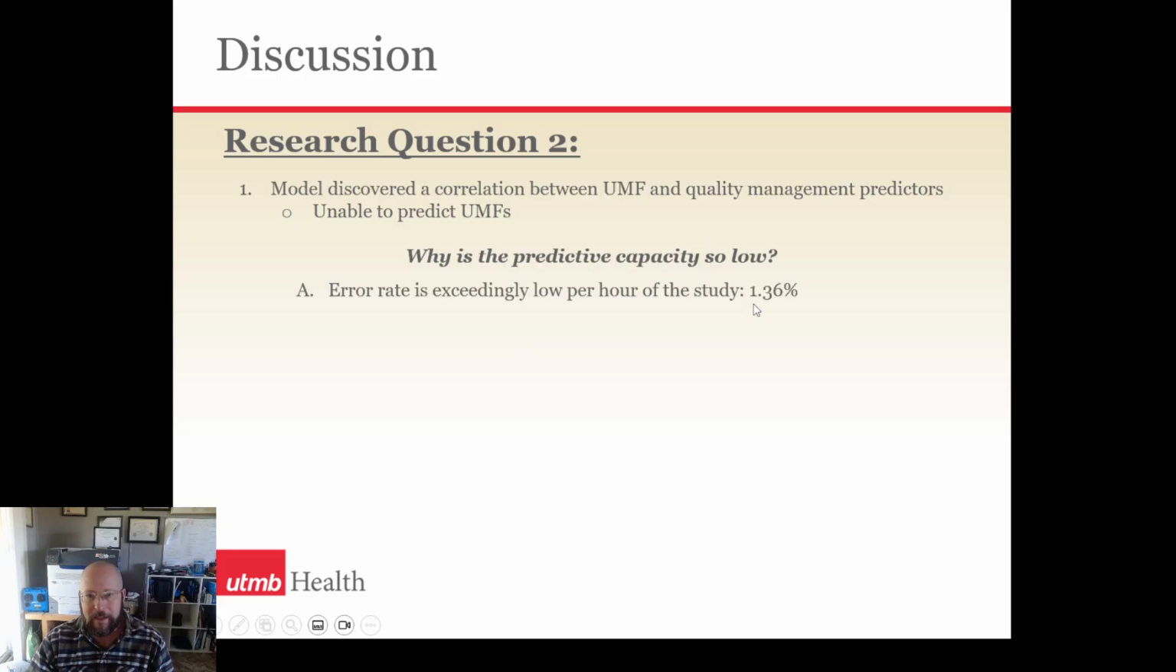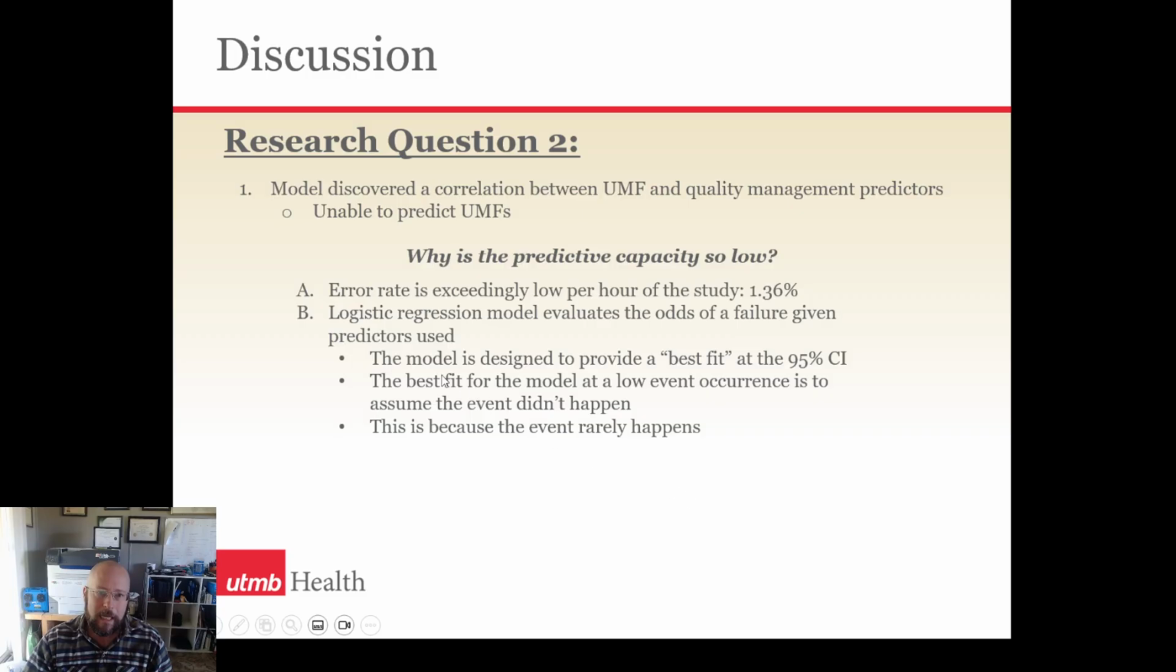But why is that predictive value so low, predictive capacity so low? That's because the error rate is exceedingly low. So per hours of the study, if you calculate the number of hours that we performed the study, and then you see the number of downtime hours, they were down about 1.36% of the time, which is a very, very low error rate, which gives a very low predictive capacity. In other words, the model looks at that data and says, well, there's so low of an error rate that if I see this data, it's most likely not downtime, it's most likely uptime, and so it sort of skims over these downtime events.